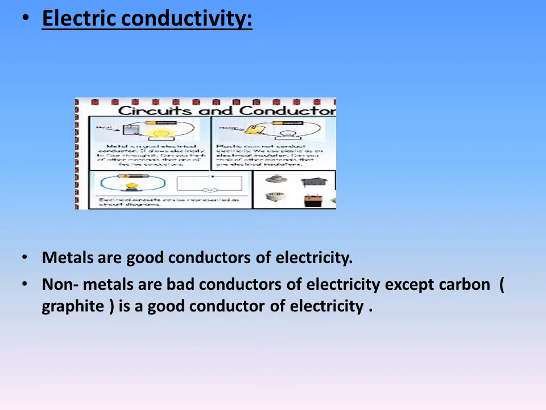So metals are good conductors of electricity, and non-metals are bad conductors of electricity, except carbon. Graphite is a good conductor of electricity. So now we will watch a video to see this activity.